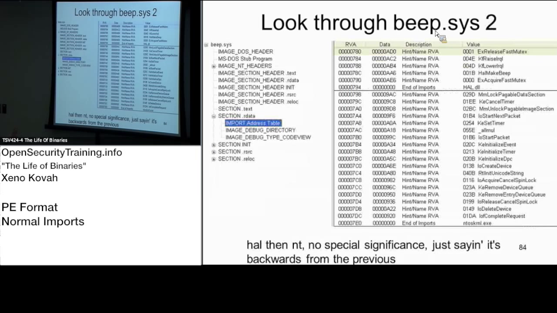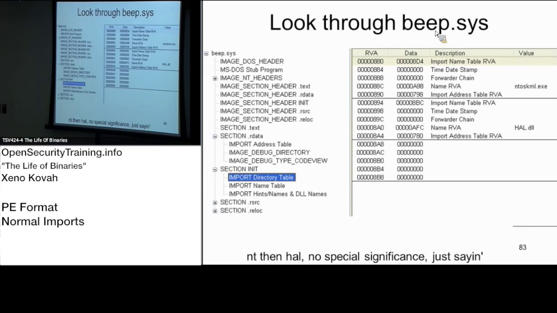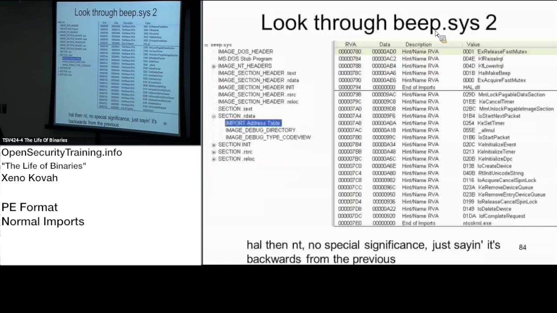So if we were to dig down further into beep.sys, we were originally looking at the import directory. Now we go back in the import directory, and I think we're going to say, import address table, the RVA 798. So we're going to go there and see what the import address table points to on disk. This is the import address table on disk. This is the RVA of this field, and this field holds an RVA to a hint and a string.